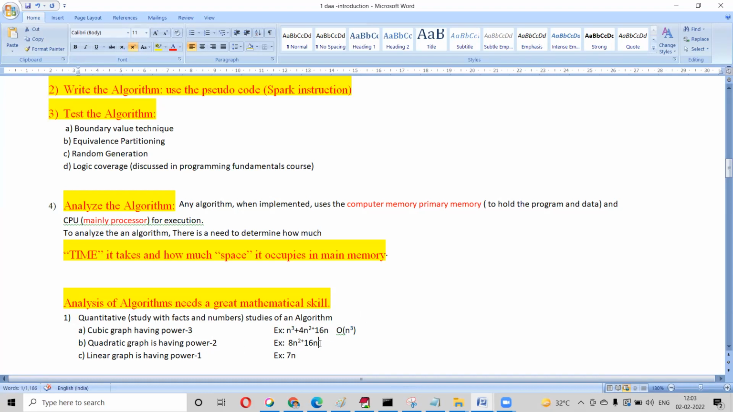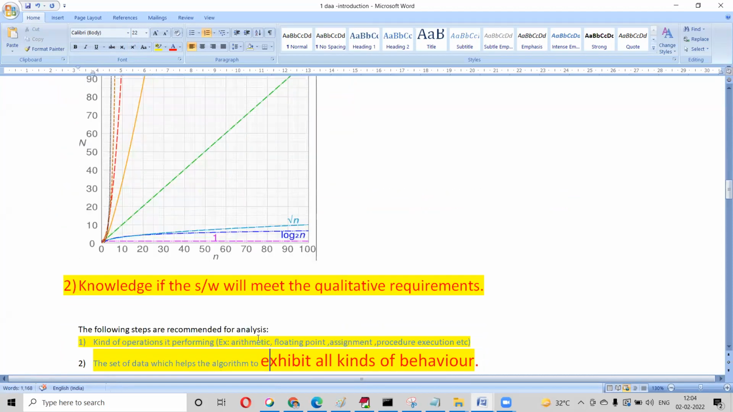Suppose you take a quadratic equation, 8n square plus 16n. In this case, the time complexity becomes order of n square, because n square has the highest power. Suppose there is a linear expression, 7n. This polynomial gives a linear graph, and the time complexity becomes order of magnitude of n. So always we are telling the big O order of magnitude.